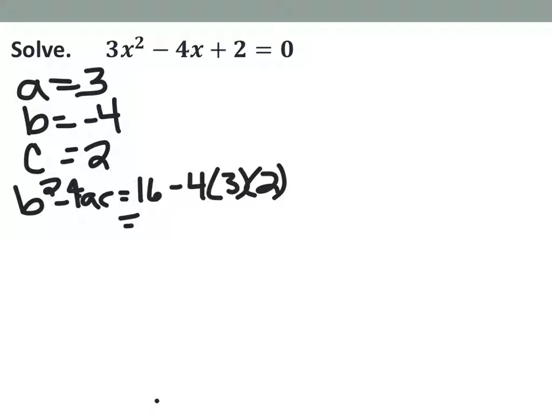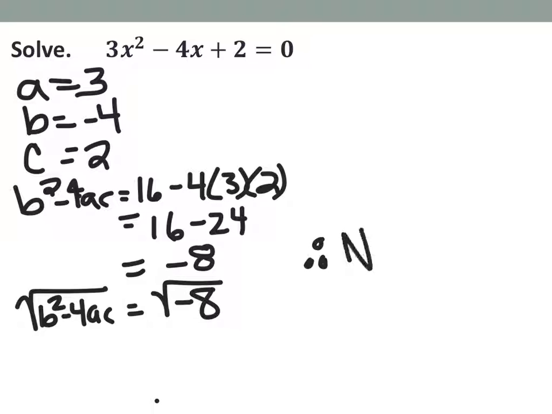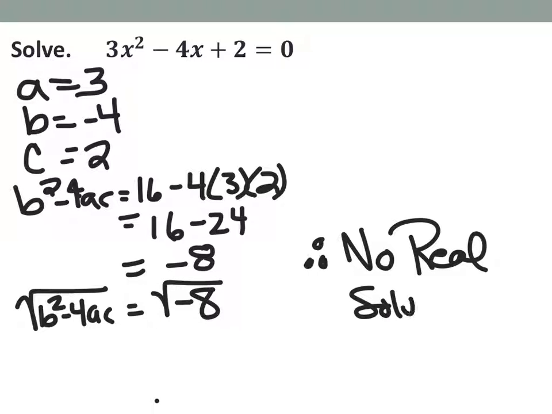Add these together, and what do you get? You get 16 minus 24, which is negative 8. So what happens when you take the square root of b squared minus 4ac? You get the square root of negative 8. That's an imaginary number. So what that means is that there are no real solutions.